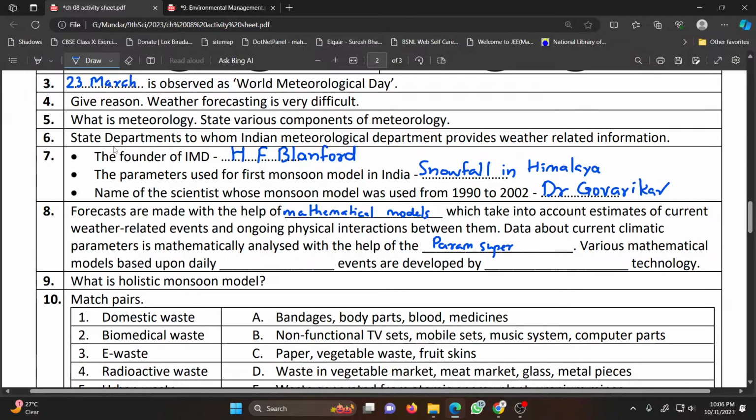So with the help of Param supercomputer, various mathematical models based upon daily geographic events are developed by supercomputer technology.